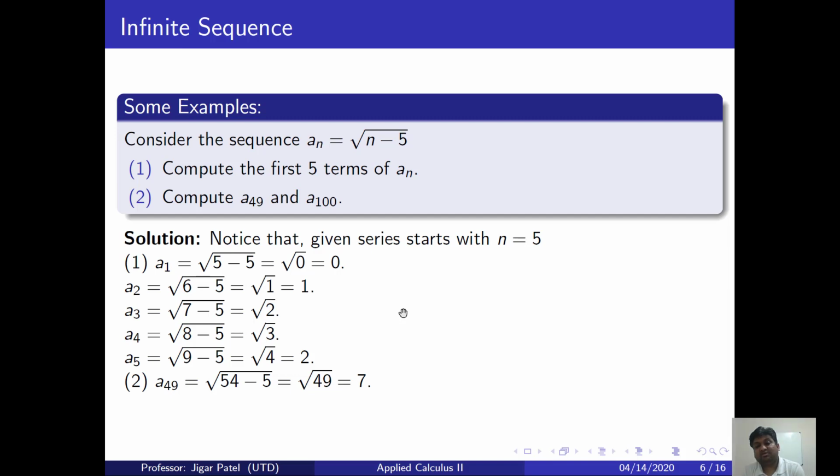We can compute the 49th term. Remember, the 49th term will have index 49 plus 5, which is 54. So the square root of 54 minus 5 gives me the square root of 49. This is 7. The 100th term, since this starts with index 5, will have index 105. Square root of 105 minus 5, square root of 100, slightly tricky, but understand that it's something that is doable.